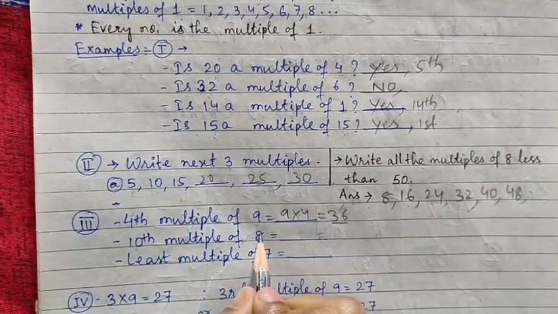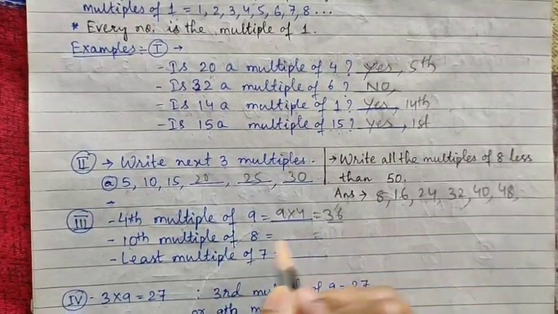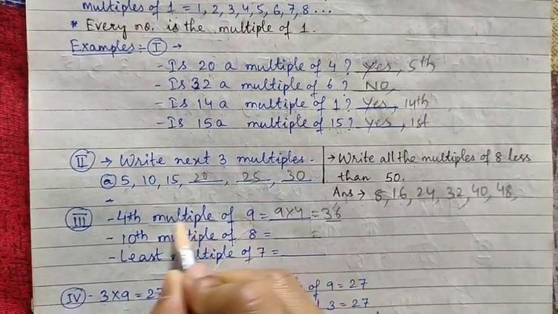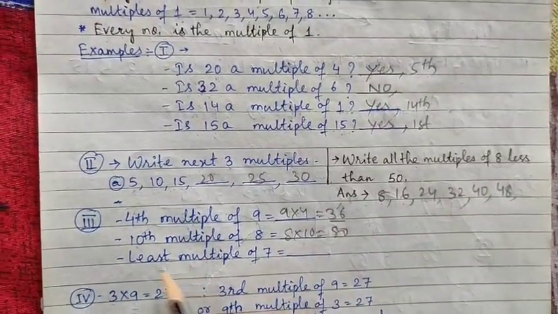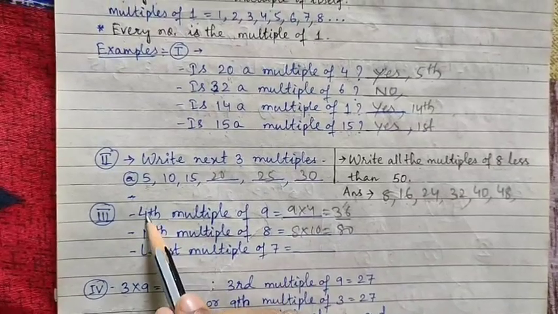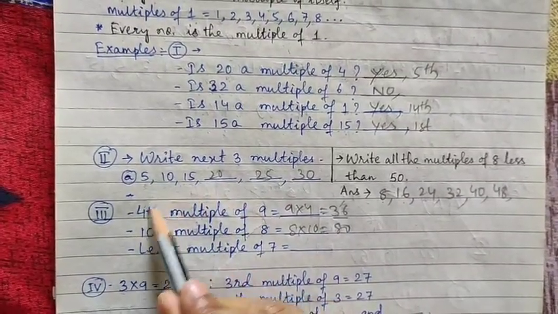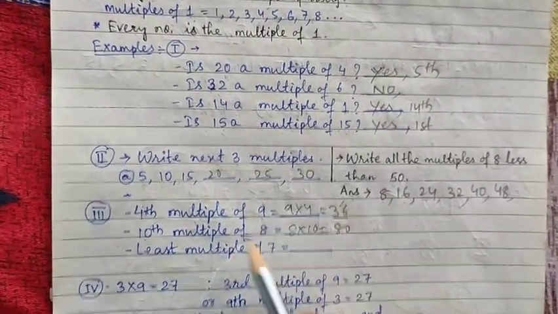Similarly 10th multiple of 8, 10वीं जगह पे कौन सा मल्टीपल आता है? So 8 10s are 80 is the answer. Okay, if you want to find any multiple of a number, you just multiply the two and find the answer.